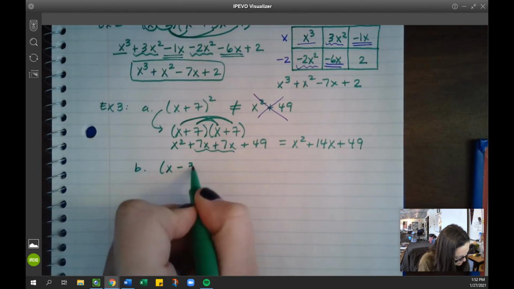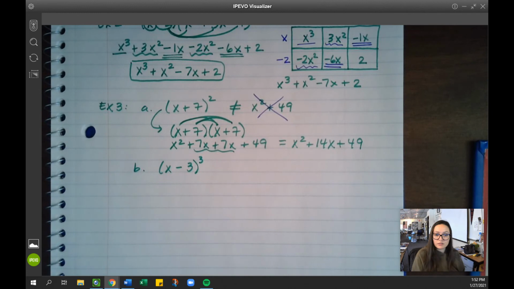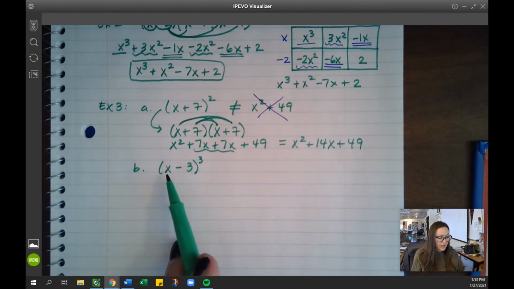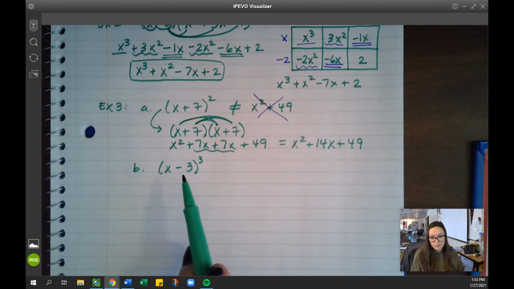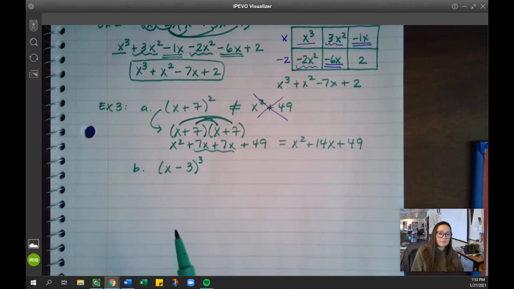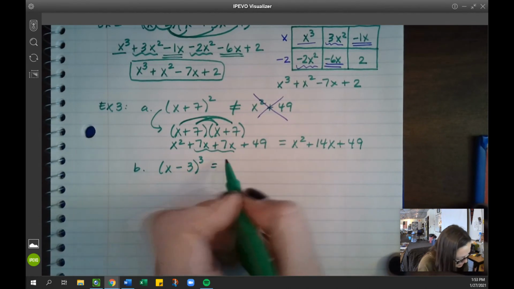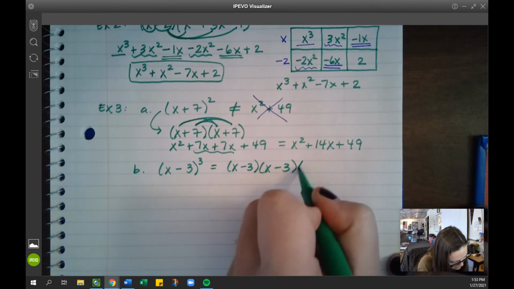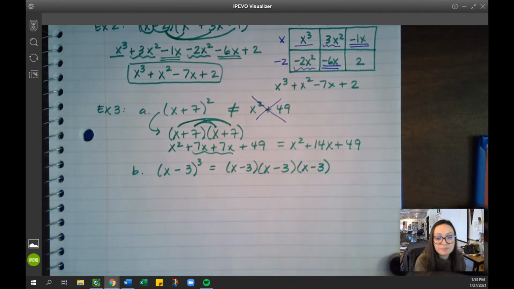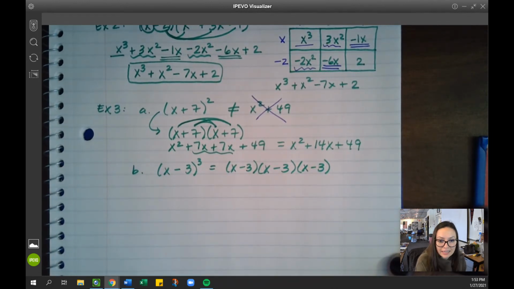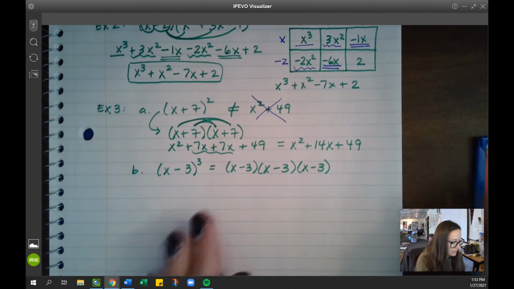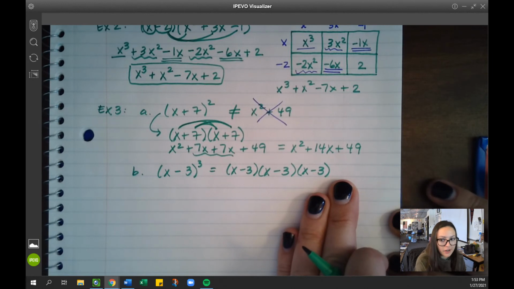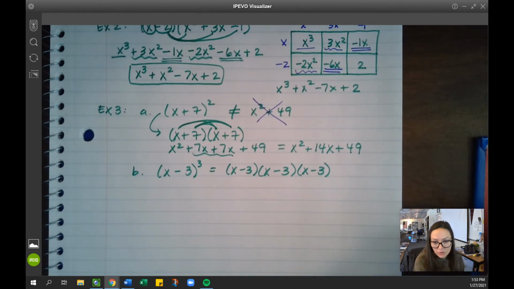So what would happen then if I have this? x minus 3 cubed. Again, that does not mean I'm just going to do x cubed minus 3 cubed, which is 27. What that means is I'm going to do x minus 3 times x minus 3 times x minus 3. And when you multiply these together, you're only going to do 2 at a time. You're not going to try to multiply all 3 of these together at the same time. It just does not work.